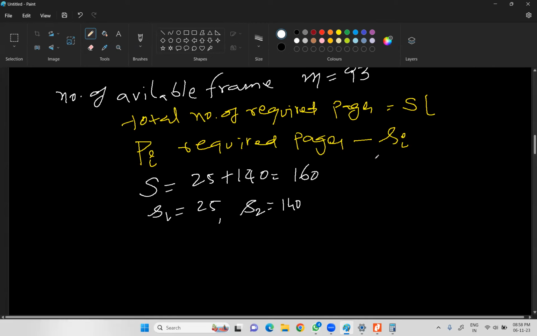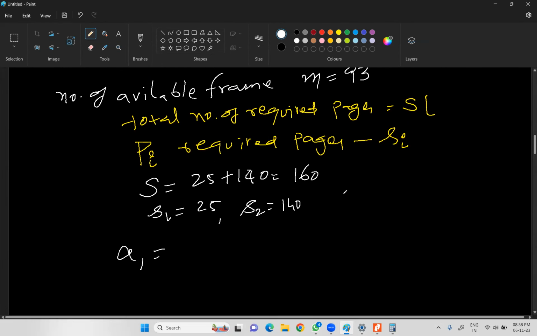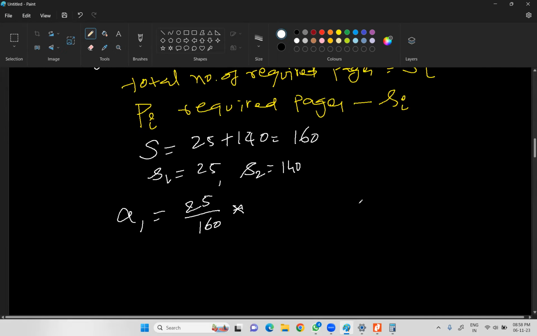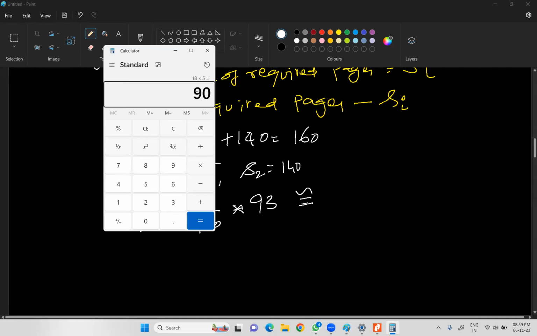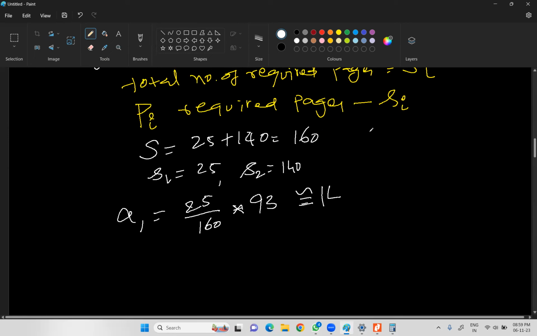Now apply the same thing here. The allocated frames a1 will be equal to, what is the formula here? s_i divided by S, so 25 divided by 165, into the number of frames available, M, which is 93. This will be approximately equal to, not exactly, 14.5. Let me say that is 14.